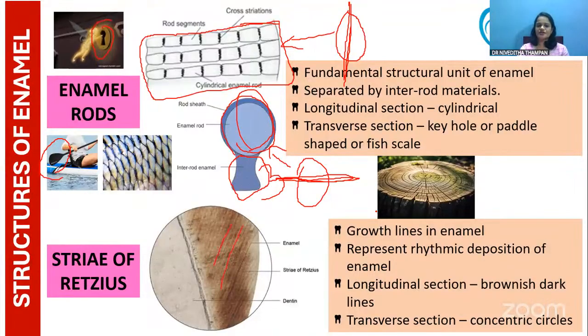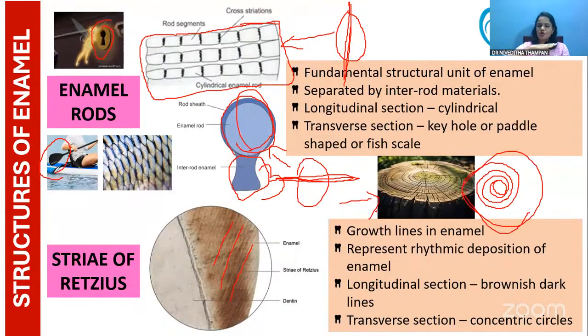Okay, so these lines of the enamel are called striae of Retzius, or the incremental lines of Retzius. Okay, so in the longitudinal section, they will appear as brownish dark lines like this. Now, if you're taking a transverse section like this, then it will appear something like this. Okay, concentric circles like this. Just like when you cut a tree in a transverse section, you will be able to see concentric circles like this, right? Yes, the same kind of appearance you'll be able to see for the enamel also.